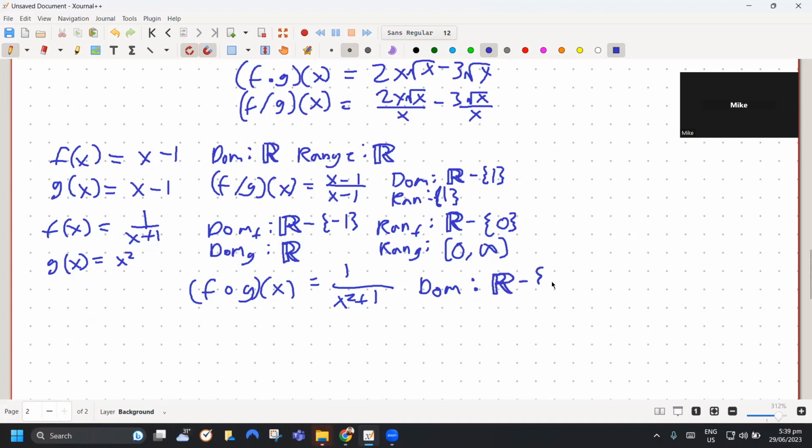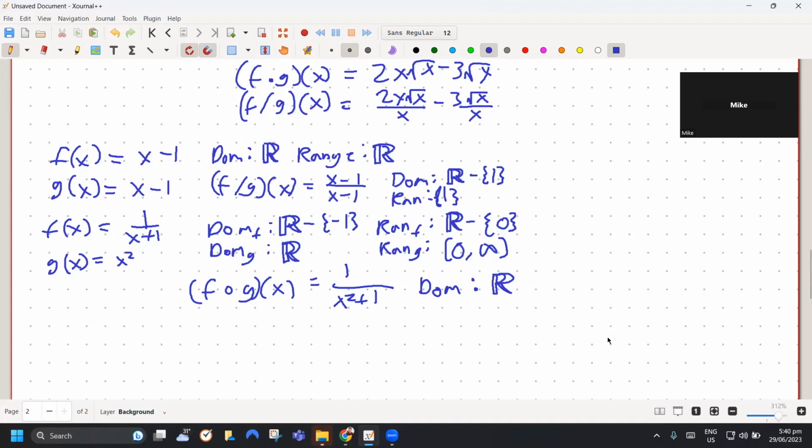So all R. Wait. Tingnan mo yung lahat ng yung range ng G is from 0 to infinity. Ang mangyayari kasi yung value ng G ipapasok natin sa F. So dito, all possible values of G will be in the domain of F.